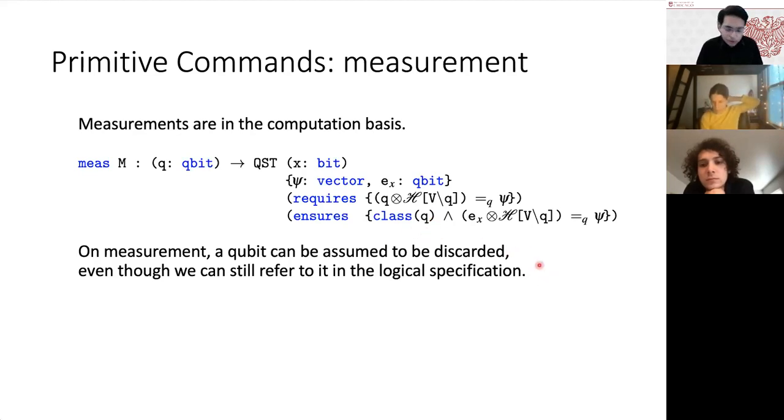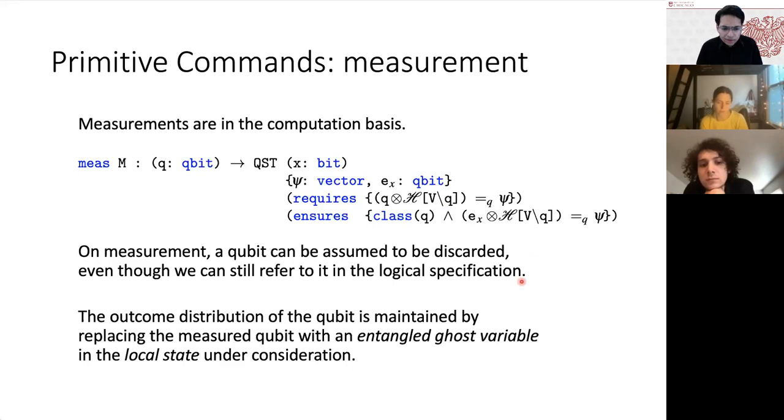But we can refer to it in the logical specification. And this I already mentioned, we are able to say that the distribution of the outcome is maintained. And like I talked about frame rules before, this is only considering the subsystem under consideration. So in Hoare-logic terminology, it can be called local state, or rather Hoare type theory terminology.